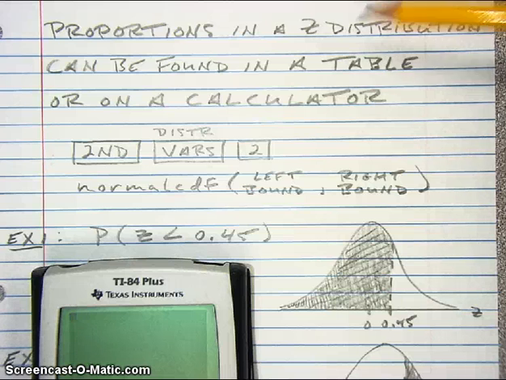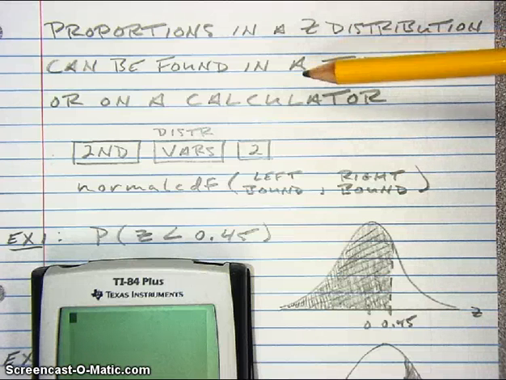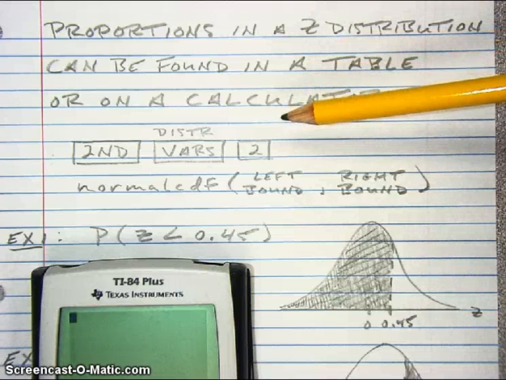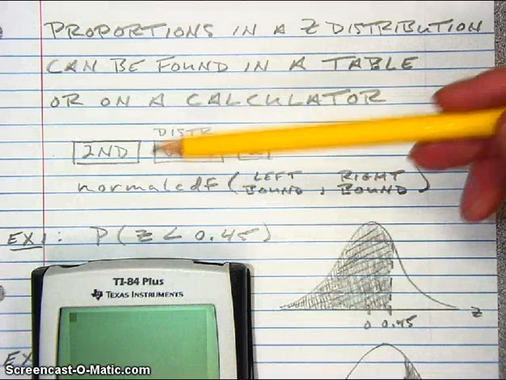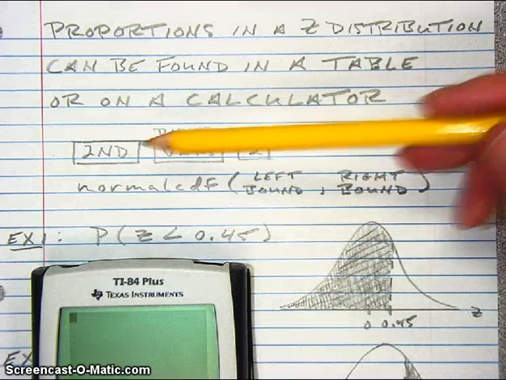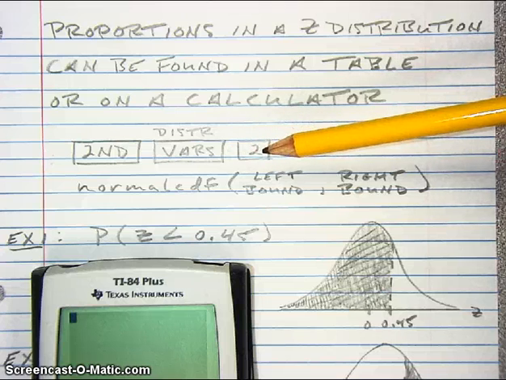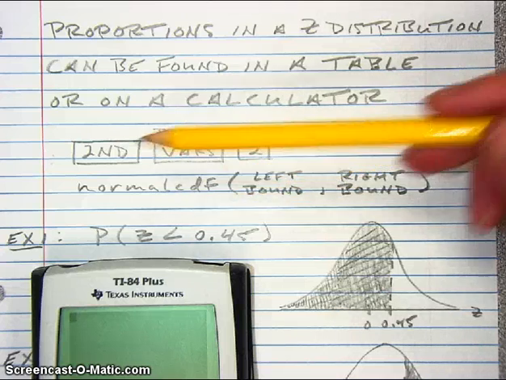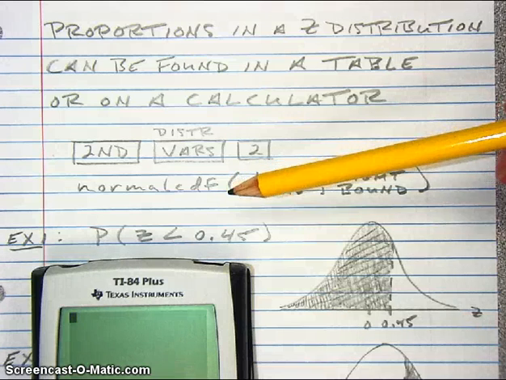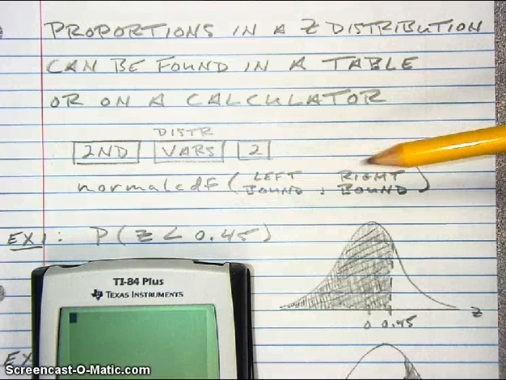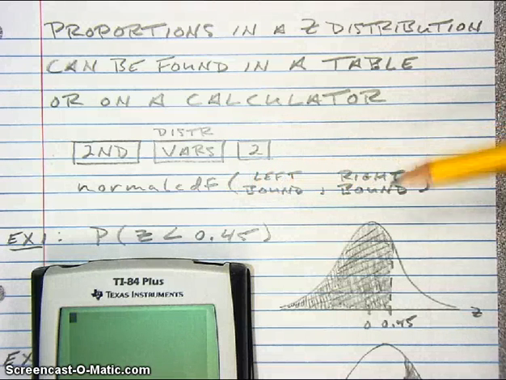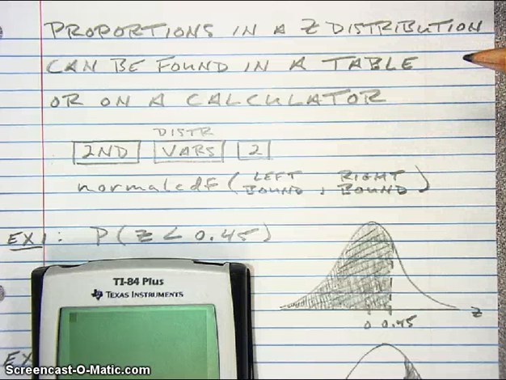If you want to find a proportion in a Z distribution, you can use a table or you can use a calculator. If you have a TI-84, this is the basic syntax. You type second and then vars and then 2, and that pulls up this expression normal CDF, and you type in a left bound and a right bound for the area under the curve that you're interested in, and then when you press enter you get your result.